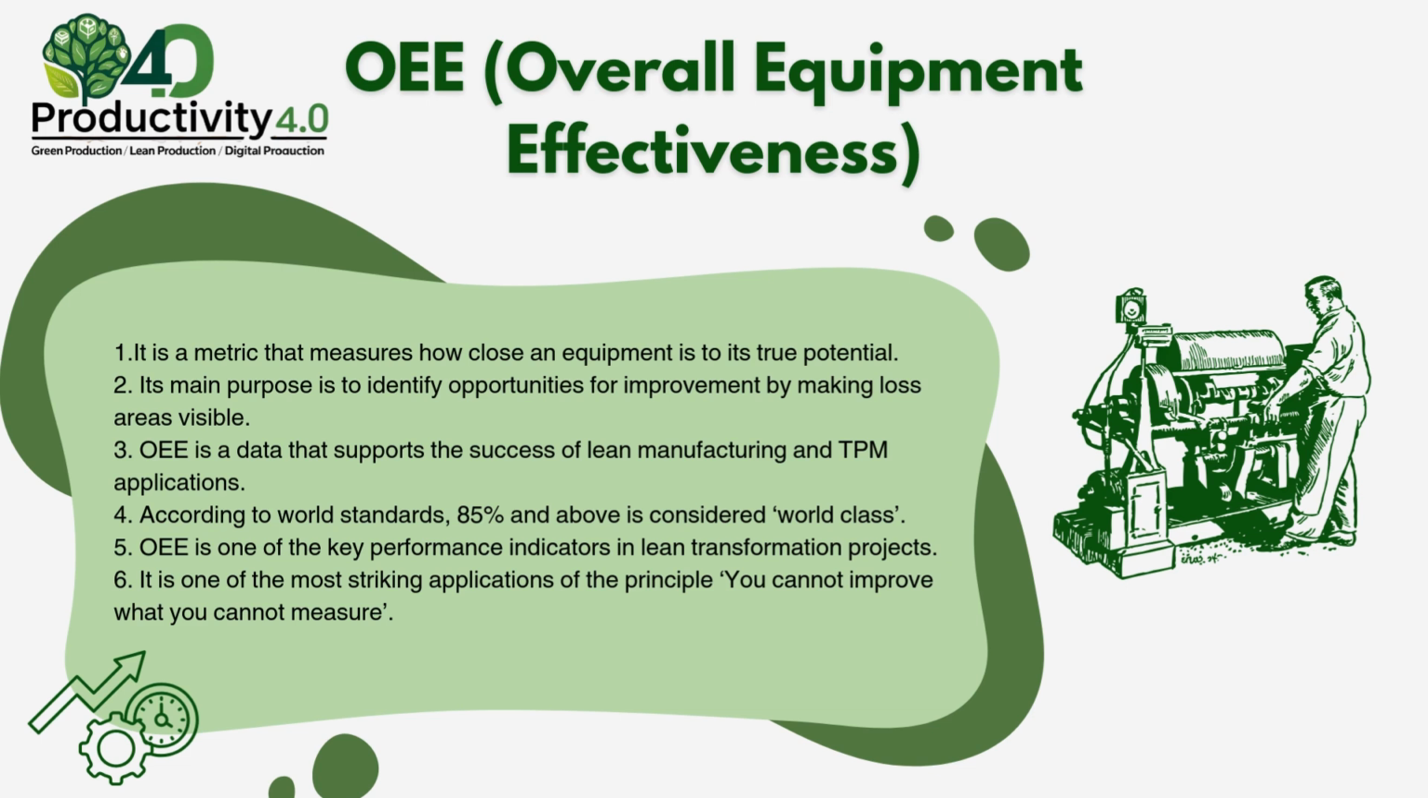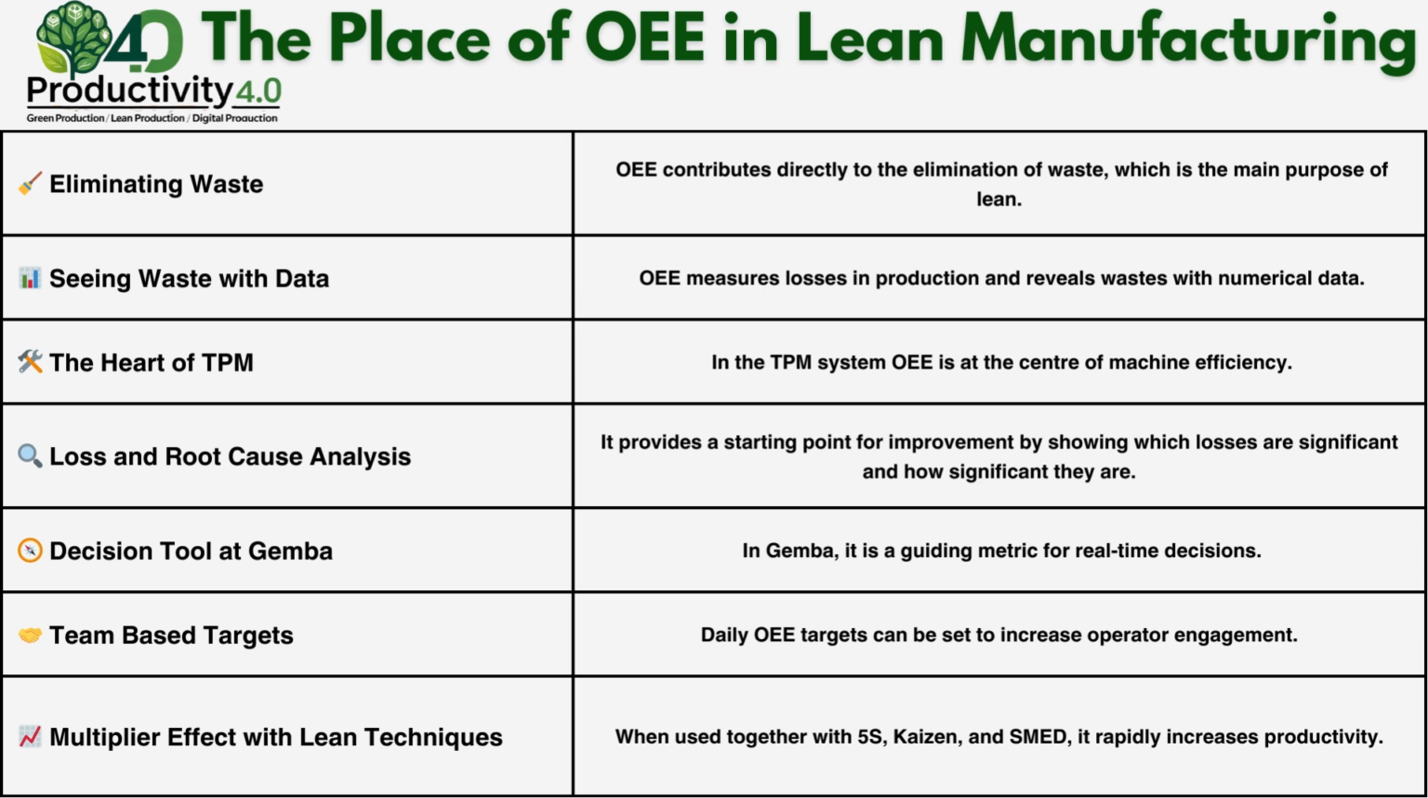OEE, a concrete example of the principle you can't improve what you can't measure, should be properly monitored and analyzed for sustainable production success. OEE directly contributes to eliminating waste in lean manufacturing. By making losses in the production process visible, it reveals improvement opportunities. It plays an important role as a guiding benchmark for real-time decision-making in Gemba, the production site. This allows teams to make more informed and effective decisions.